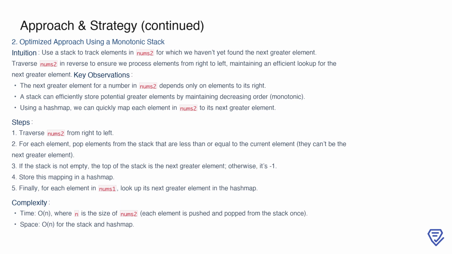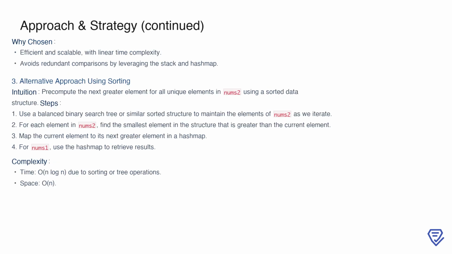The time complexity is linear because each element is pushed and popped from the stack at most once, and the space complexity is proportional to the size of nums2, as we use a stack and a hash map. The monotonic stack approach was chosen because it's both efficient and scalable, with a linear time complexity that makes it well suited for large inputs.